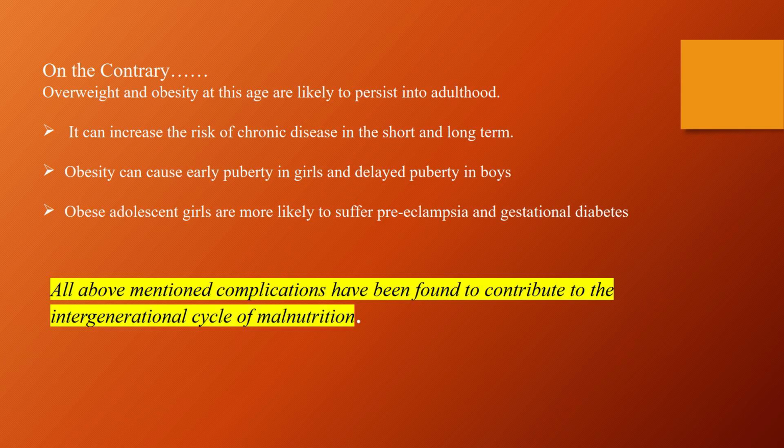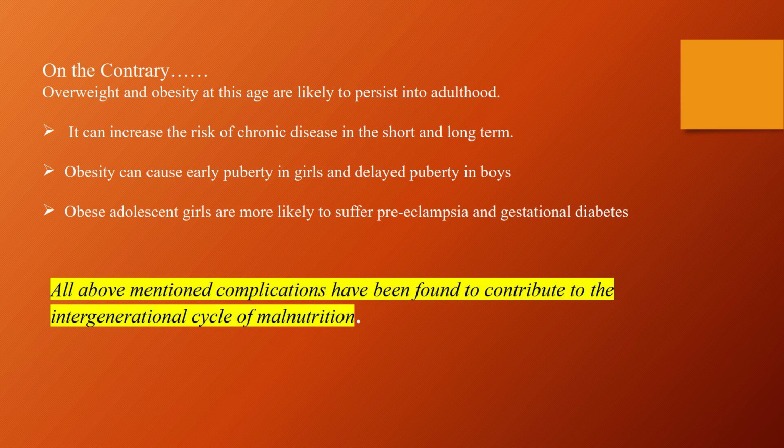What does it mean? It means that overweight and obesity will have a contrary effect on a girl and a boy. In a girl, it can initiate puberty at an early age, which we call precocious puberty. On the contrary, in a boy, obesity may delay puberty.